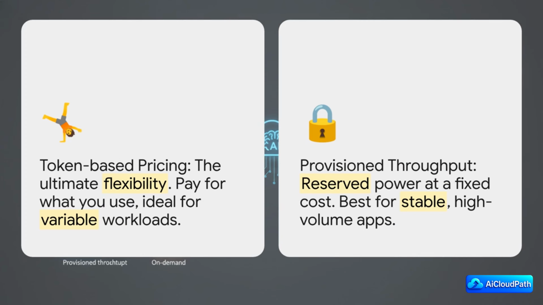So let's put them side by side. Token-based pricing is all about that flexibility. It's perfect for workloads that go up and down. Provisioned throughput, on the other hand, is about reserved power. It usually comes at a higher but fixed cost, and it's the ideal choice for stable, high-volume apps where you just can't compromise on performance.